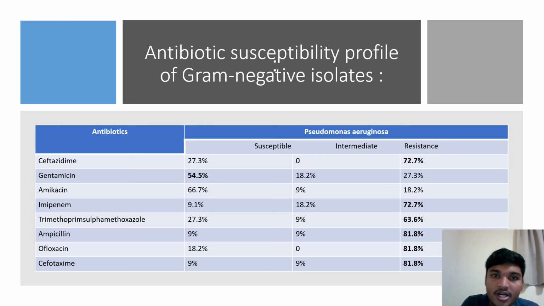Here there is more data for Pseudomonas. We can see that only gentamicin is susceptible against Pseudomonas aeruginosa. Otherwise, ceftazidime, amikacin, imipenem, ampicillin, ofloxacin, ciprofloxacin are all resistant. So only gentamicin can be used in the treatment of such bacterial diseases. Otherwise, there is no point in using any other antibiotic because the bacteria produce antibiotic resistance.